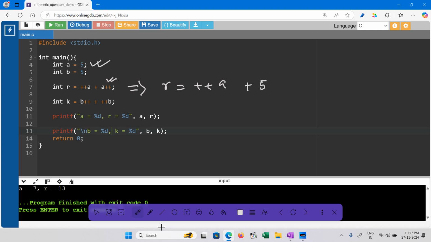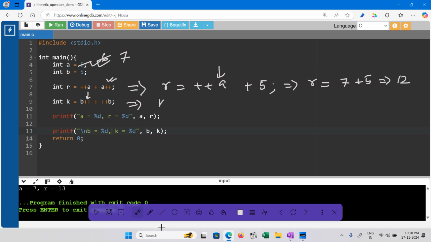Okay, so now let's solve it again. r equal to, what is the present value of a? 6. So plus 6, it will become 7. 7 plus 5, and a becomes 7. So here as per our calculation, r will be 12 and a will be 7. Okay, so now let's solve this. If we know that post-increment is higher in precedence, right? So now k equal to b++. What is b's current value?